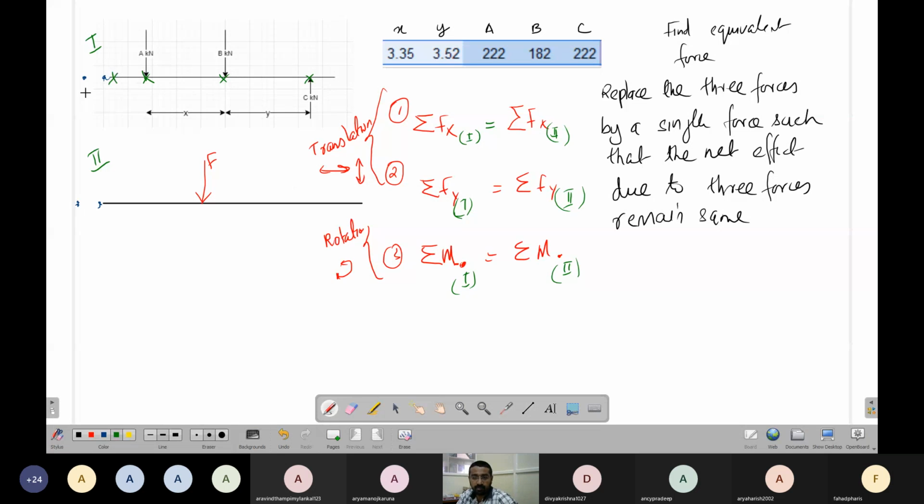If I pick a point here, what is the problem? I don't know this distance, and that would be the force distance about this point. So this is not an option. I can take this, or I can take this.